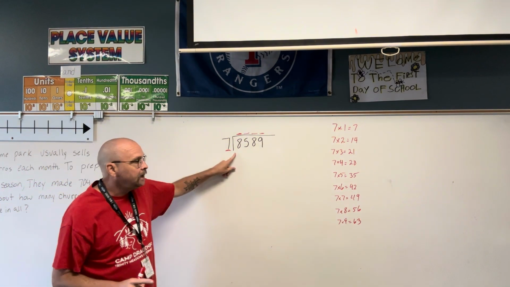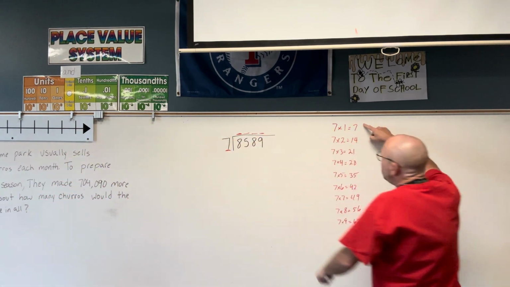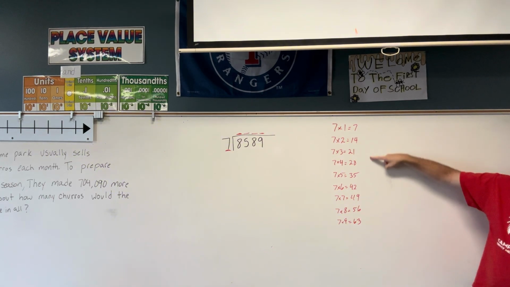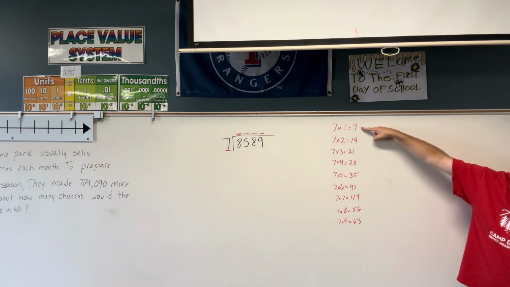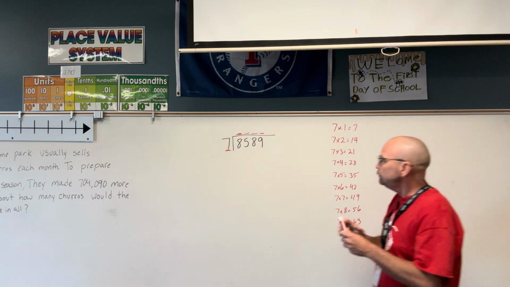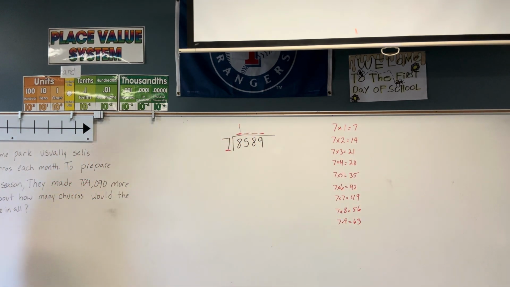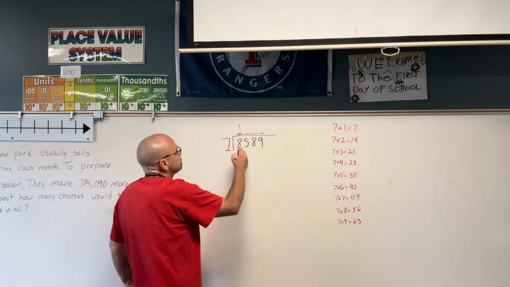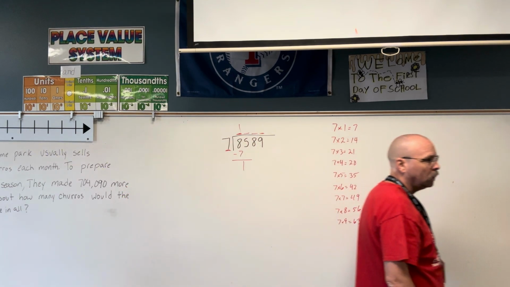Now, I need 7 to go into 8. So I look over here, and I want to get as close to 8 as I can without going over. Well, 14 is too big. So I've got to use 7 times 1. I put my 1 in the quotient. Quotient's the answer to a division problem. Then I multiply 1 times 7 is 7. I subtract, and I get a 1.